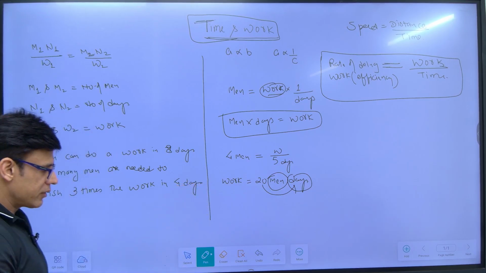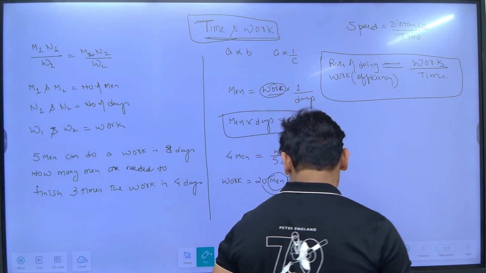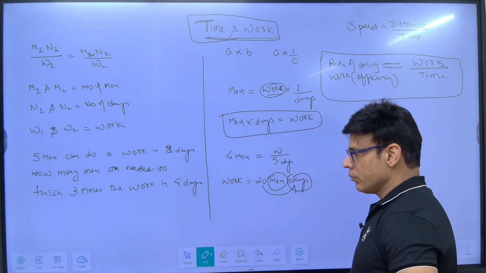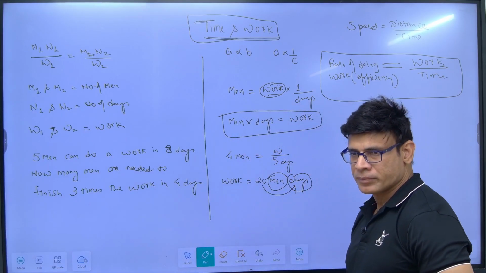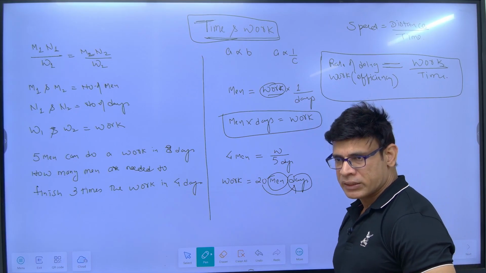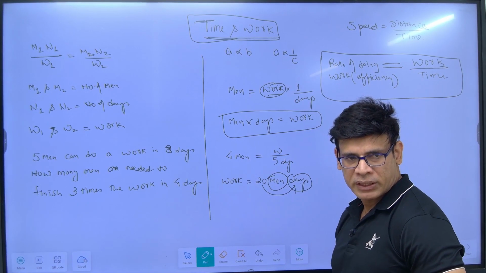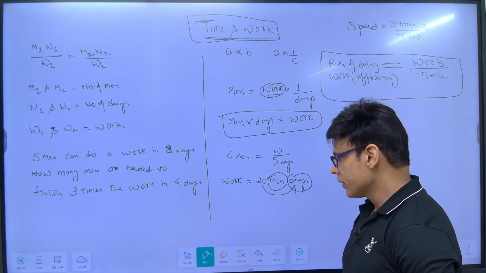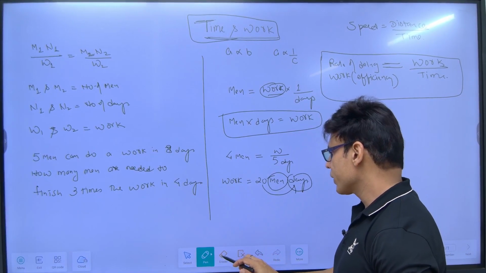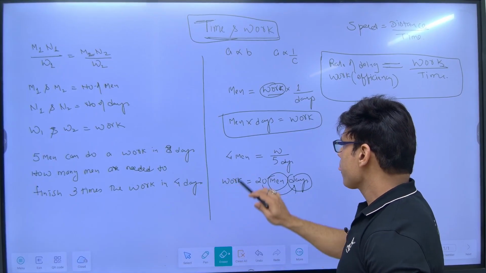right? So here, see, nothing is constant. Men are also changing, time is also changing, and work is also changing. In the second case, work has become what? 3 times, right? 3 times the original. So if we want to solve this question, we have to use that formula.